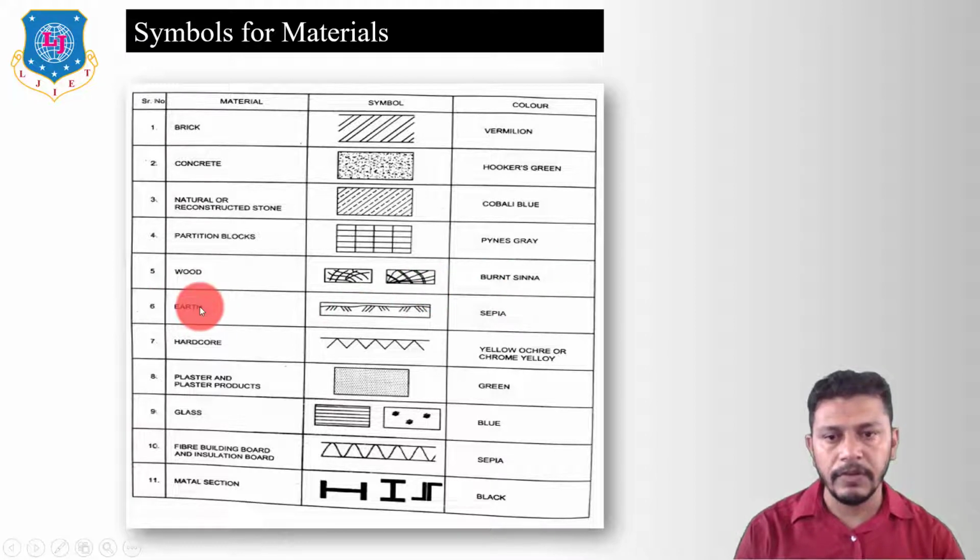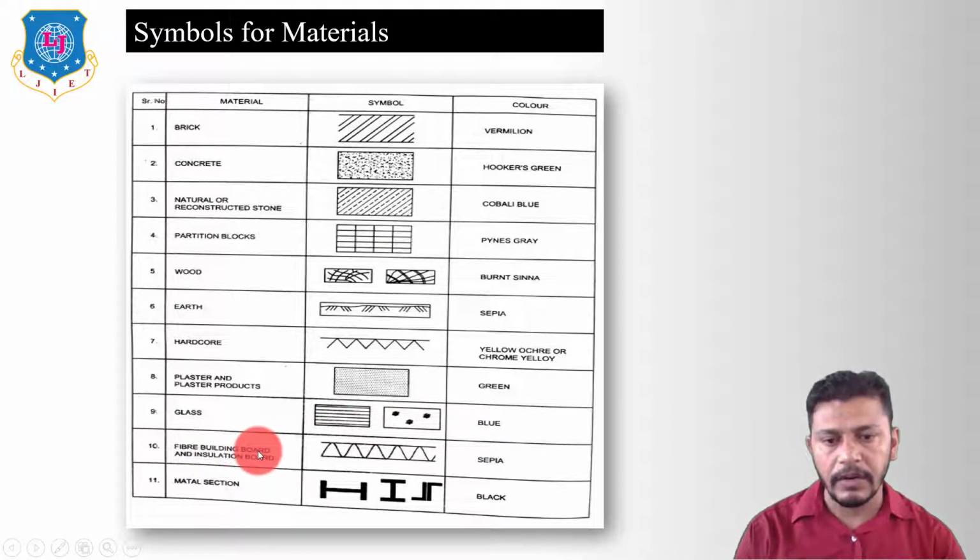Earth, so if we want to show the ground level, the symbol for the ground level is like this, and the color is sepia. And hardcore, that means if the base is a hardcore, then we will show the symbol like this, and the color for that particular symbol is yellow or chrome yellow. Plaster and plaster products will be shown by these symbols, and the color will be green. The symbol of the glass is like this, 1 or 2, and the color will be blue.